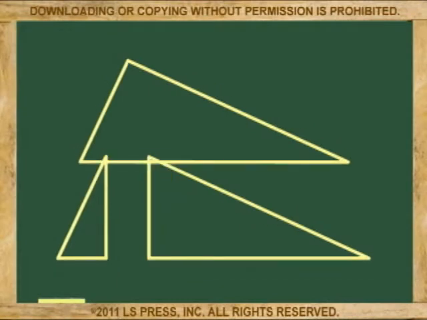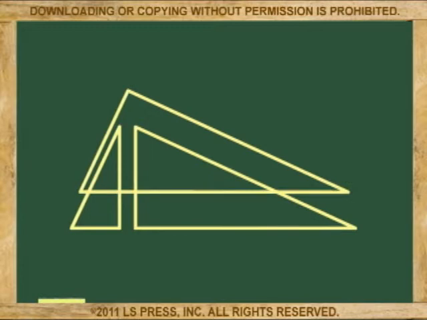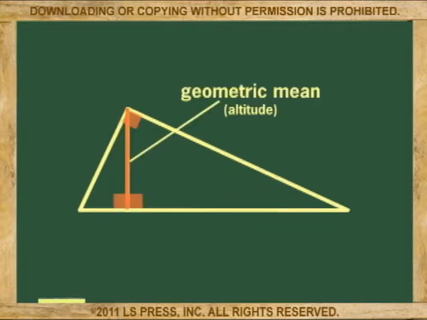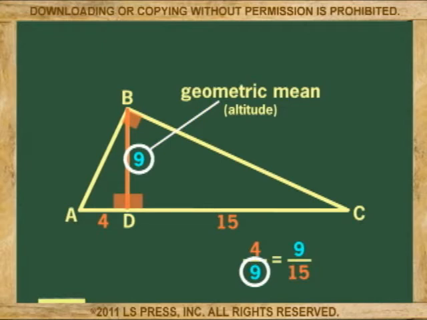We begin right triangles with something called the geometric mean. The geometric mean is the altitude of a right triangle. We call it the mean because it is the middle number that gets repeated in the denominator of the first ratio and the numerator of the second ratio of a proportion.